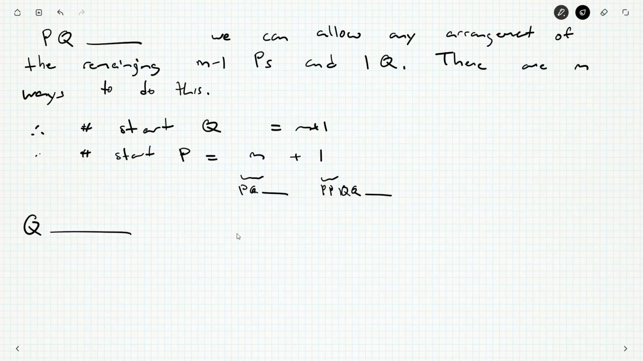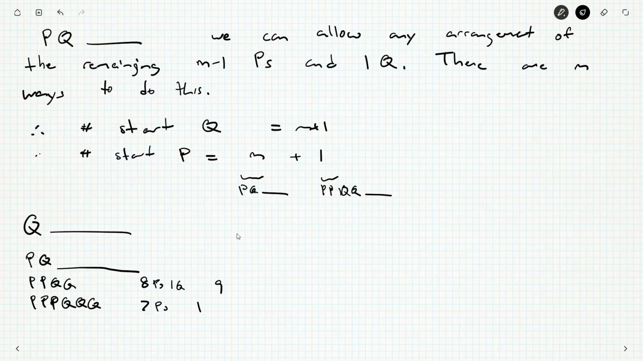In which case, since I've only got 3 Q's, I either start off like this, or like this. And I know how to do each of those. Now this one is just going to be 7 P's arranged, so there's one way to do that. This is going to be 8 P's, 1 Q. And so we've already seen there are 9 ways to do that.